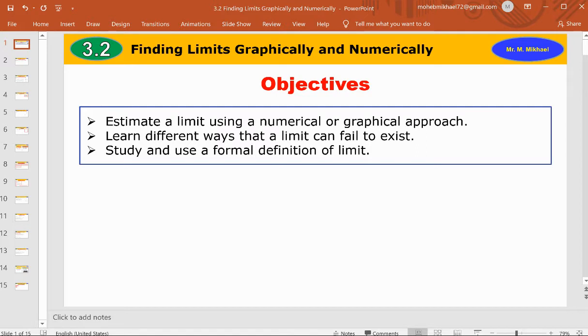By the end of this section, you should learn the following. Number one, estimate limits using numerical and graphical approaches. Number two, learn different ways that a limit can fail to exist. Some limits fail to exist, and we need to learn about this. Finally, study and use the formal definition of a limit.